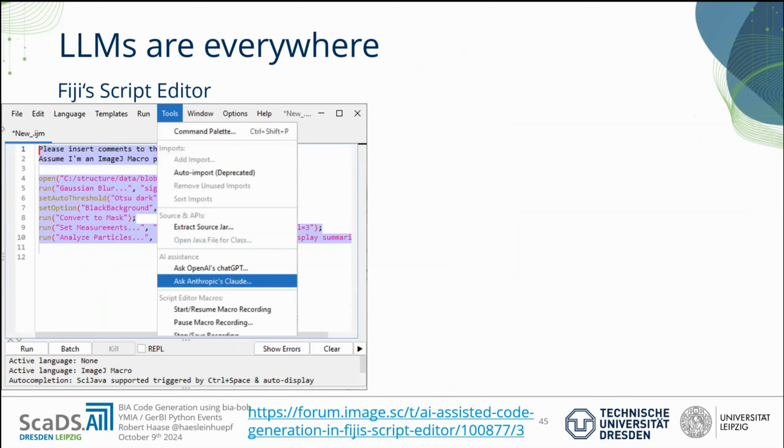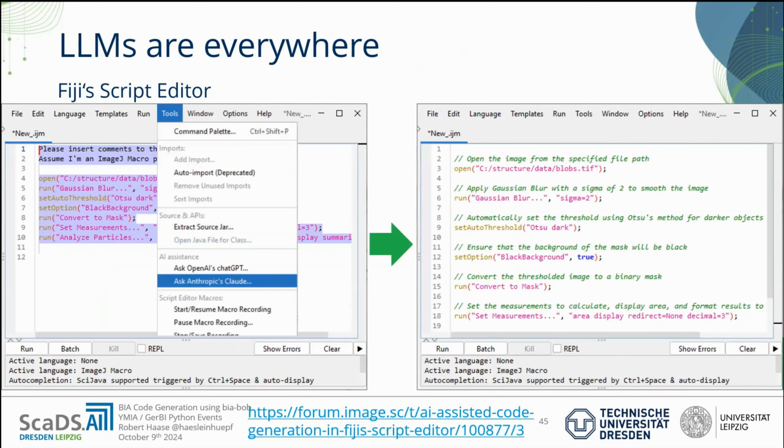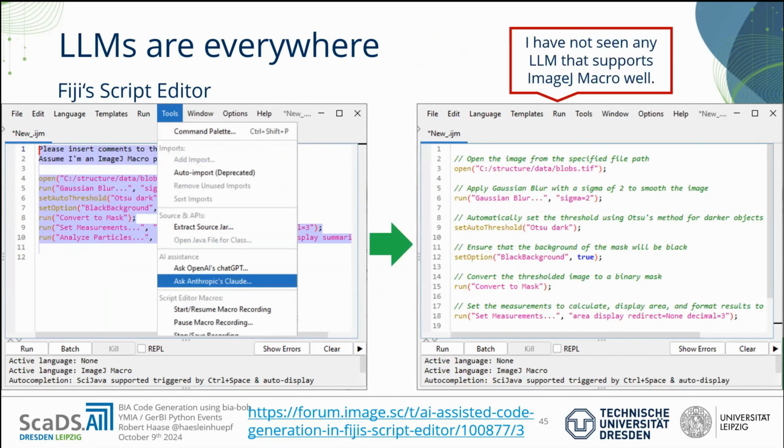And what we also did, we built it into the Fiji script editor. You can also download that. You find on the image.sc forum there, you find some instructions in the download link. But I also must really highlight here in this context, I have not seen any large language model, also not the commercial ones, who support ImageJ macro well.